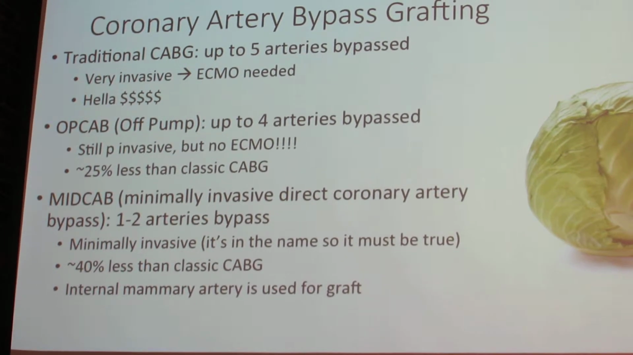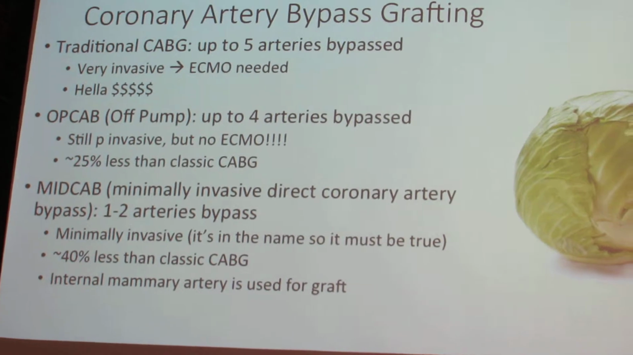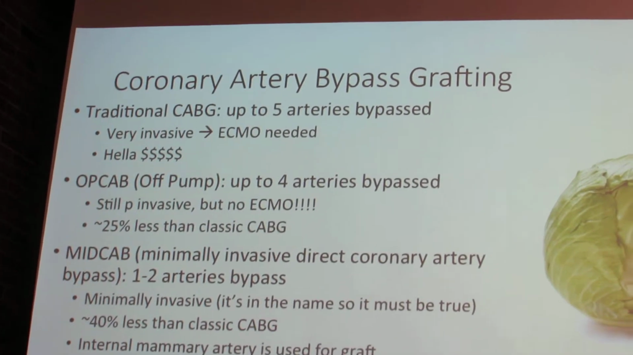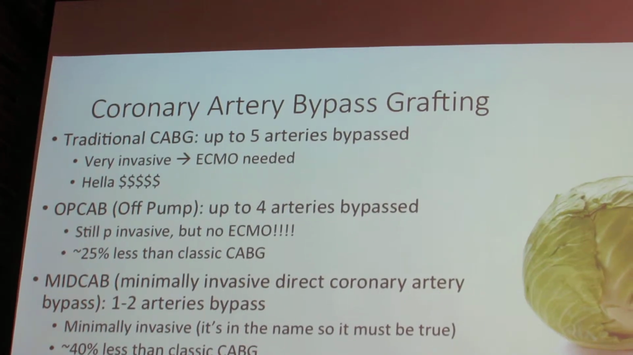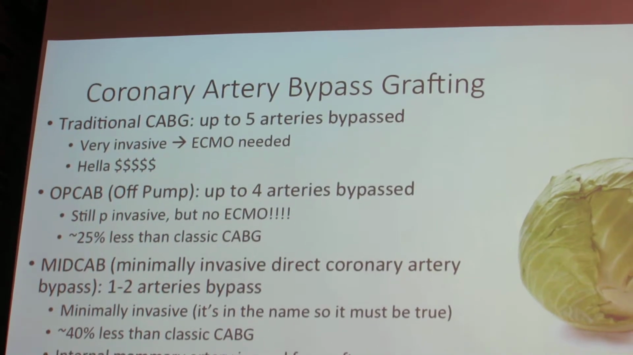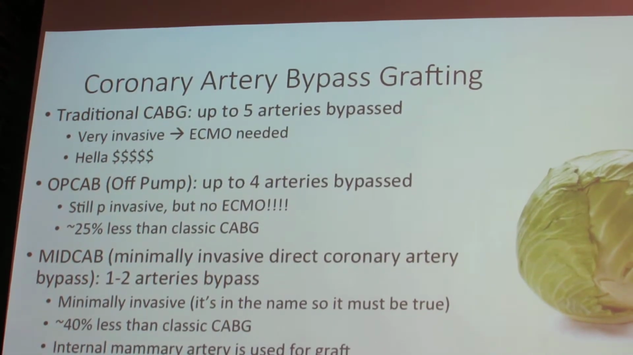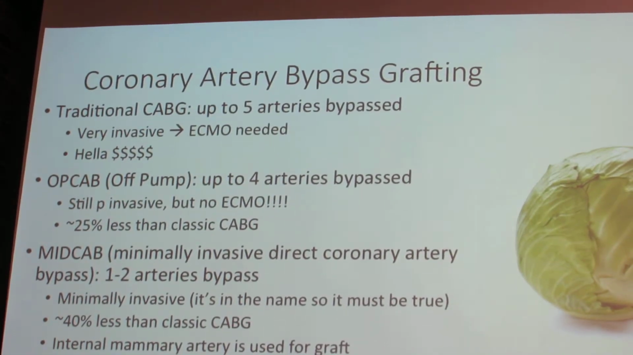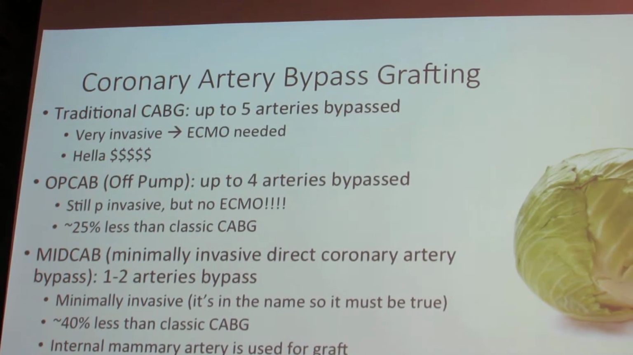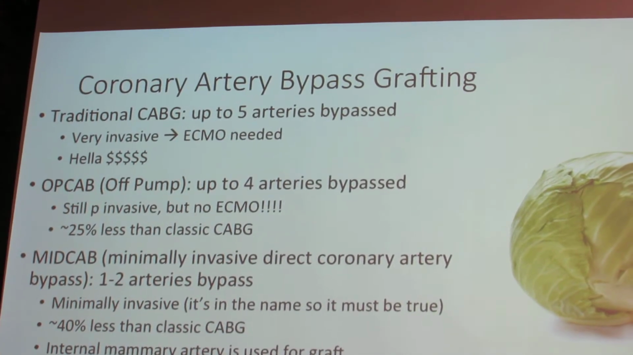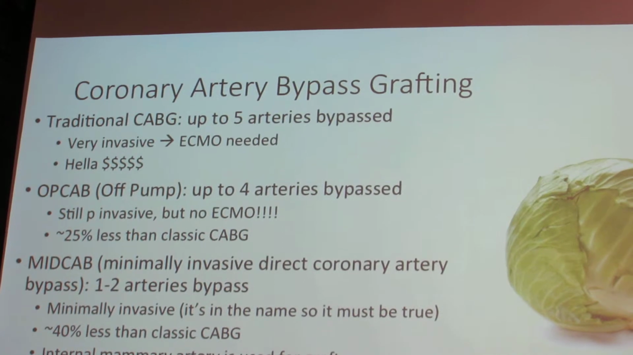So, mid-CAB. This is minimally invasive direct coronary artery bypass. We like minimally invasive. So usually a good thing. So 1 to 2 arteries are bypassed. This is minimally invasive. Costs about 4% less than classic CABG. And the internal mammary artery, the IMA, is used for the graft.